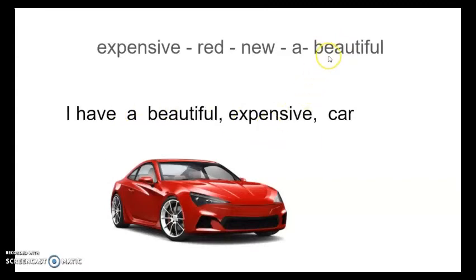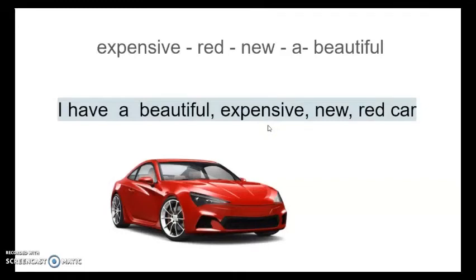When you have two adjectives in the same category, for example, beautiful and expensive are in the category of opinion. What is expensive for you maybe is not expensive for another person. So when you have two adjectives in the same category, well, you have to put them in alphabetical order. So beautiful goes first because it starts with the B, and then you continue with the E, expensive in this case, okay? So we have, I have a beautiful expensive car.